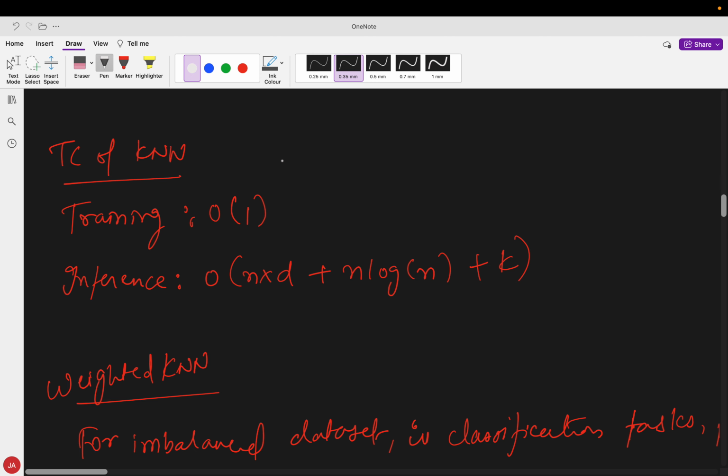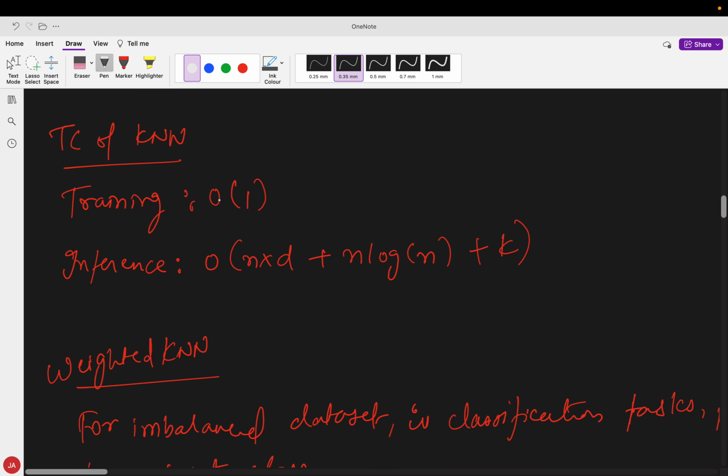So what is the time complexity of KNN? The training time is O(1). Why? Because it just stores everything in memory. There is no training happening at training time, which is the lazy learner approach. Everything is done at inference time. The inference complexity of KNN is n cross d. This is for calculating the distances, this is for sorting, and this is for selecting K values.